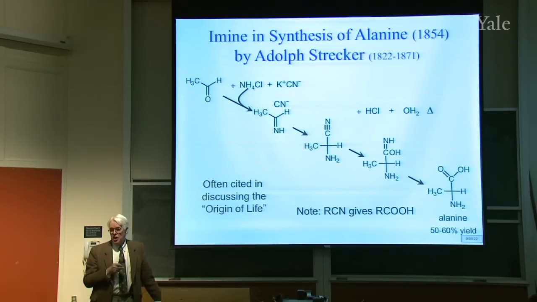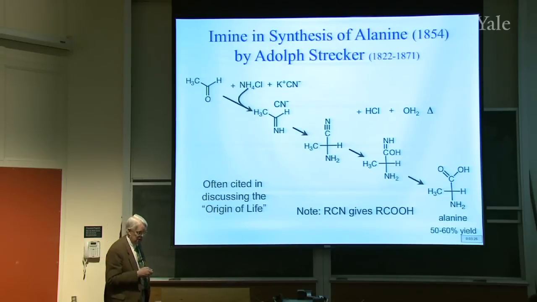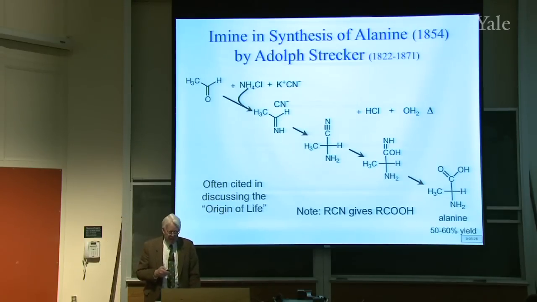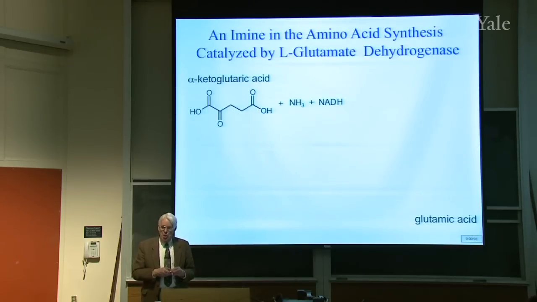And then you can change it into a carboxylic acid group. So that's a handy thing in synthesis, which is exemplified here. Now, it's not only in the laboratory that this kind of thing happens, where you go through an imine. Here's an imine being used in a biosynthetic scheme to make the amino acid glutamic acid. So it's the same deal as before.